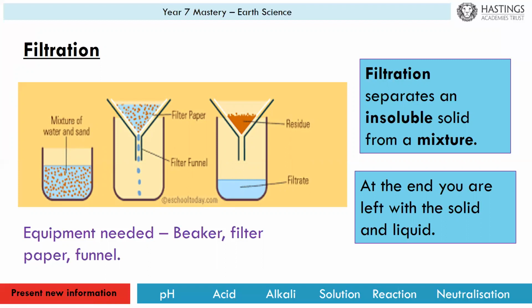In order for us to carry out filtration in science, what we tend to use in the classroom is a beaker. We use a filter funnel. We also use filter paper. Filter paper is normally round, so we tend to fold it in half, then fold it in half again. We take one of the sides of the filter paper out and spread it open to make a cone shape, which will allow us to put it into the funnel.